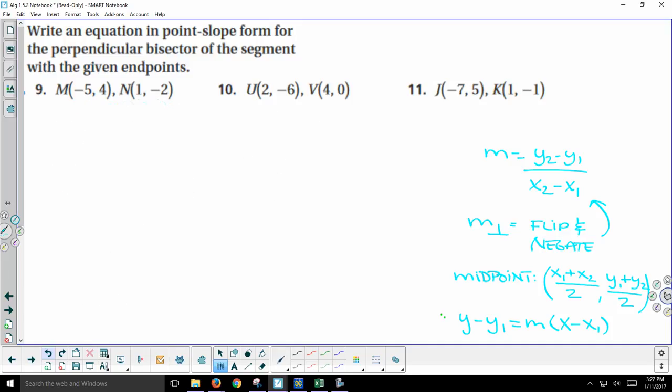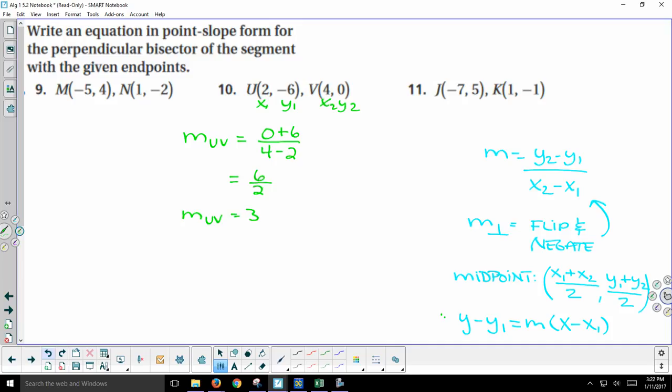So the very first thing is I'm going to come over here and label my points, x1, y1, x2, y2, and I'm going to start by finding my slope of the segment for UV. So my slope of segment UV is going to be 0 minus a negative 6, which is 0 plus 6, over x2 minus x1, which is 4 minus 2. My slope is 6 over 2, so my slope of UV is 3.